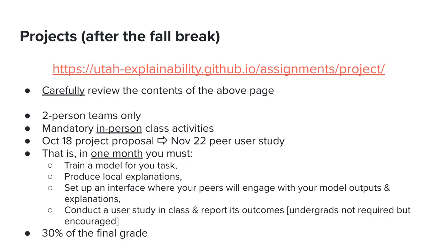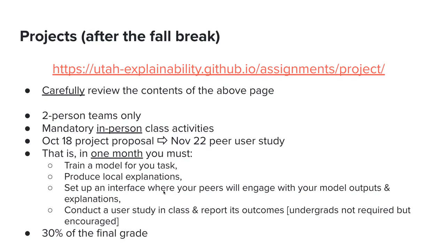So your projects then should go a little bit beyond this. It's not just about training and applying these methods, and the time frame for our projects will be very short, just a month. And in this month, I will expect that you train your model, that you produce some explanations, that you set up an interface where your peers will be able to give you some feedback on your explanations.